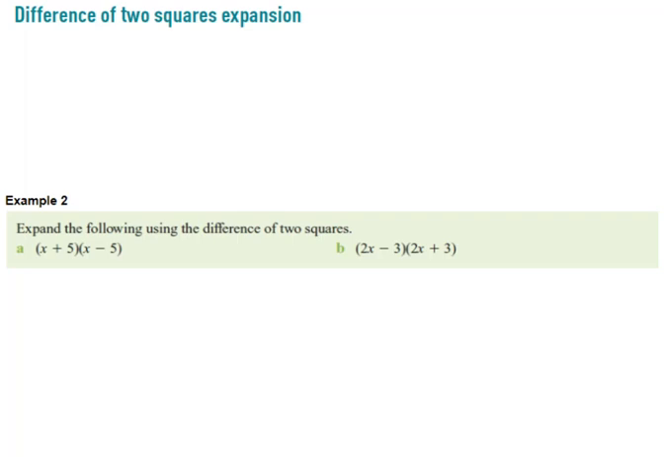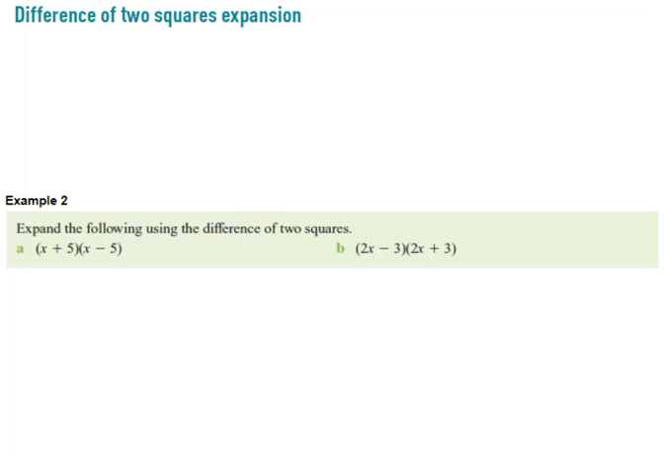Now the other special binomial product is called the difference of two squares expansion. Now, why is it called difference of two squares? Well, you'll see why that is towards the end of this explanation. It's not so obvious at the moment.